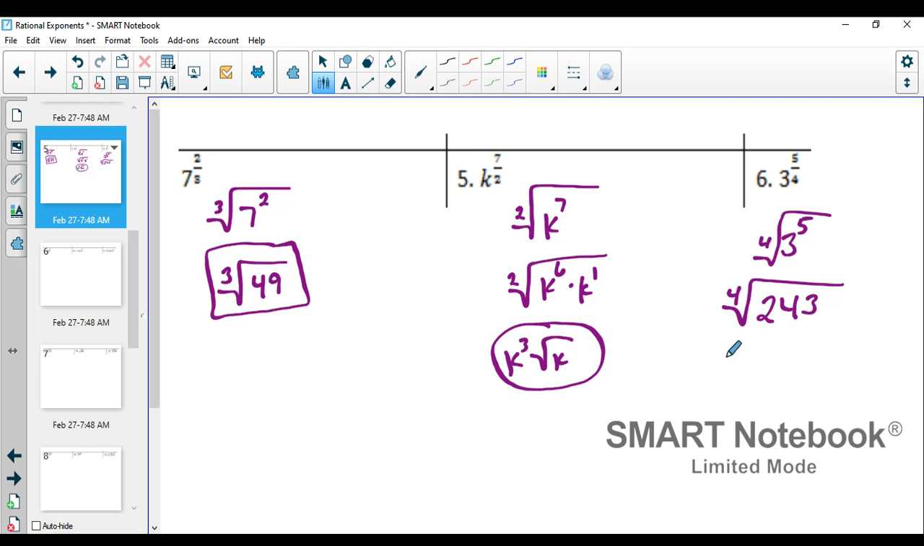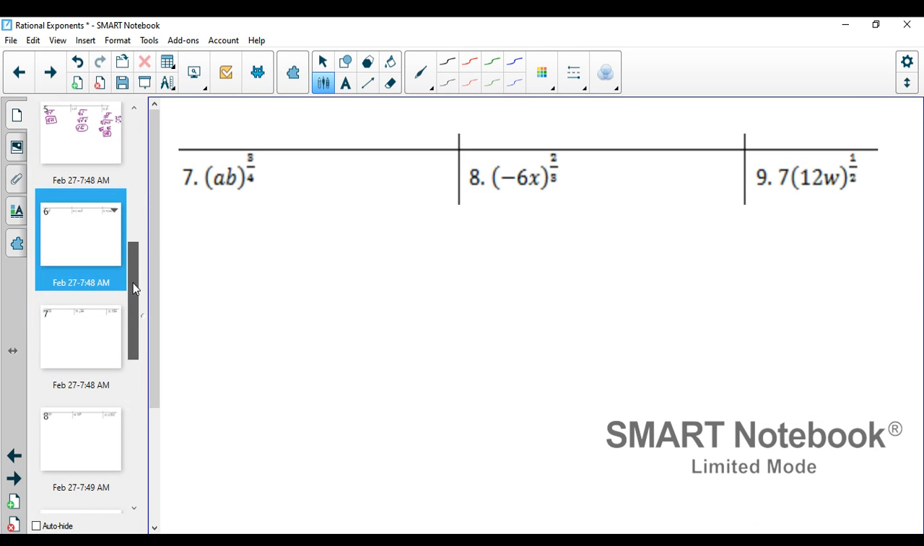I'm going to look at the factors here because I'm pretty sure we can simplify this. Yes. So factors of 243 that have a fourth root are 3 and 81, because 81 has a fourth root. So this becomes the fourth root of 81 times the fourth root of 3. And the fourth root of 81 is 3, so we have 3 times the fourth root of 3 as our final answer. And there we go.